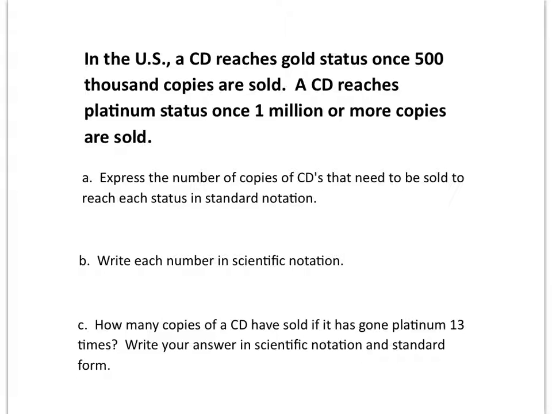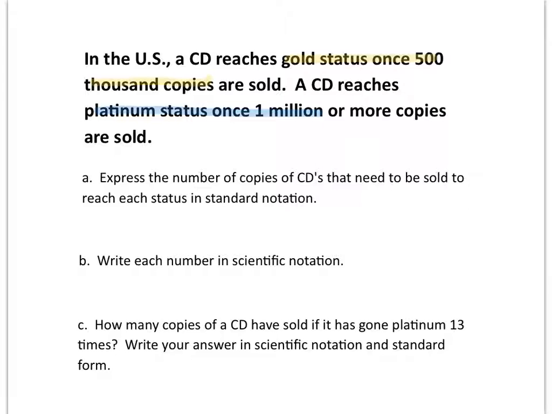Now let's take a look at one word problem. In the U.S., a CD reaches gold status once 500,000 copies are sold. So I'm going to highlight that. A CD reaches platinum status once 1 million or more copies are sold. So I'm going to highlight that as well.